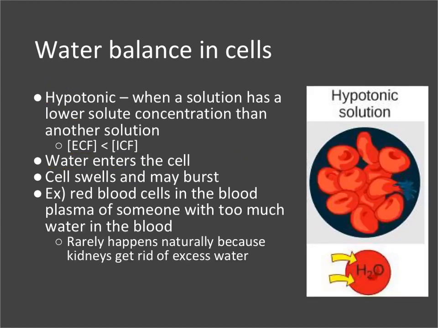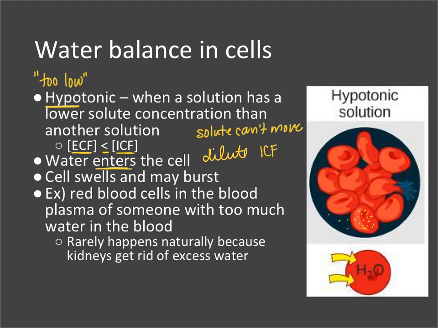The third possibility is a hypotonic solution. And hypo means too low or not enough. So in this case, the extracellular fluid is lower in concentration than the intracellular fluid. So that means that there is too much solute inside the cell and not enough in the extracellular fluid. Now, water is going to enter the cell because remember, the solute can't move in this example, but water can. So water is going to enter the cell because it's going to try to dilute the more concentrated intracellular fluid. All right, so the water is going to move from outside the cell into the cell.